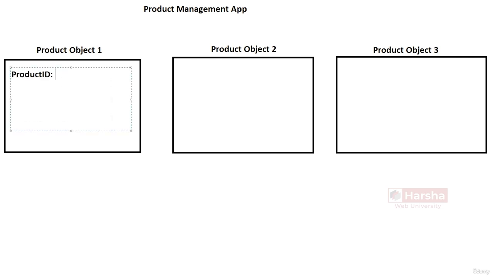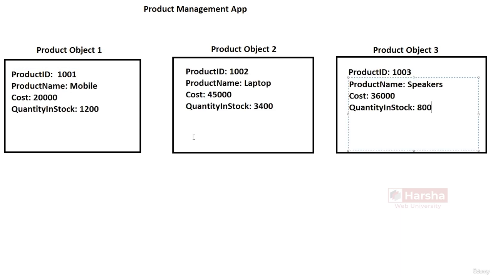Each product has product ID, that is the identification number of the particular product. For example, this is 1001. So these are the details about 3 products, that is 3 objects respectively.